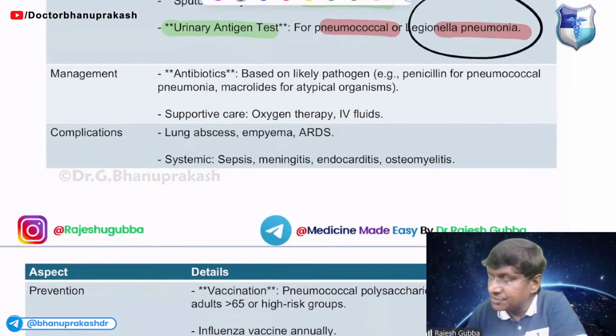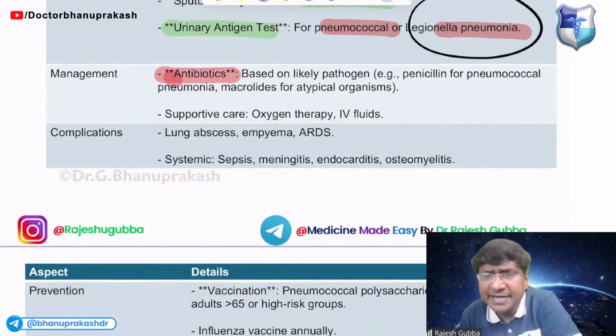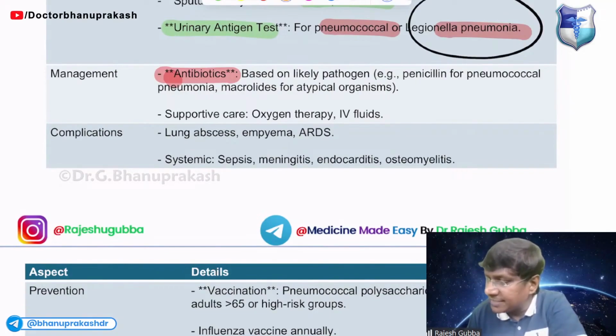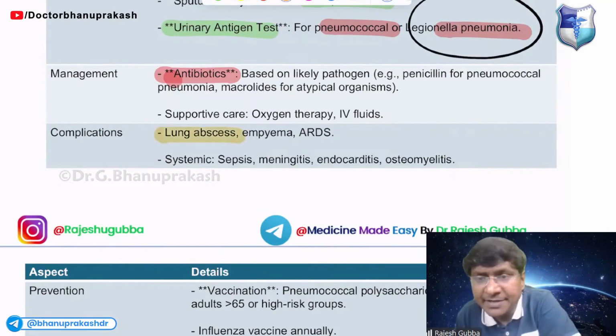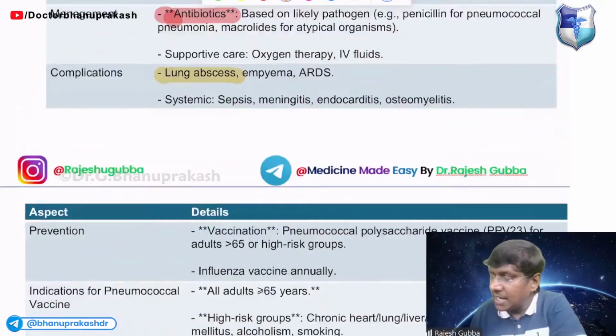And how do you treat these patients? The antibiotics, and that is completely based on culture and sensitivity, right? Then the other important complications will be lung abscess, empyema, as well as ARDS. These are the complications. And how do you prevent?